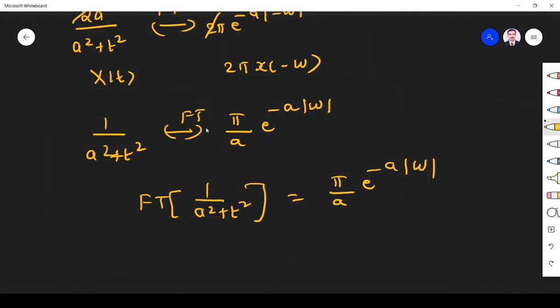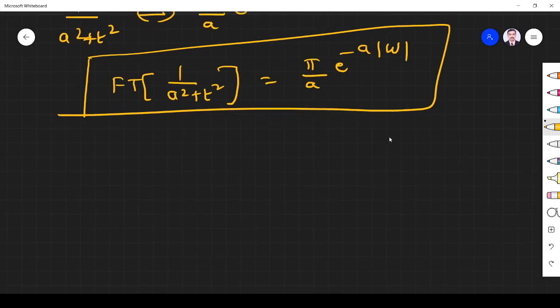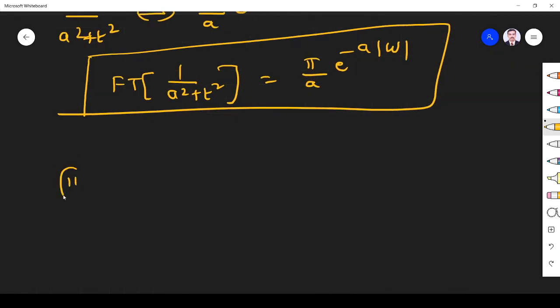1 by a squared plus t squared has this Fourier transform. I am writing that in a different form. So this is what they asked in the question: find the Fourier transform of 1 by a squared plus t squared. This we finished. Simple. Let us go to the second problem.